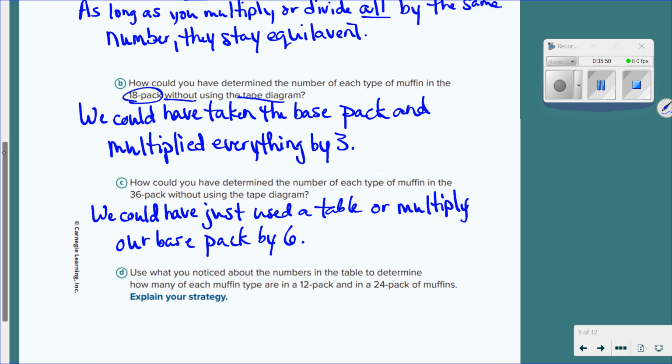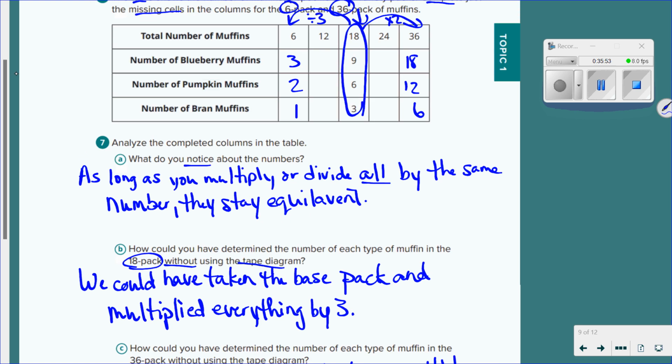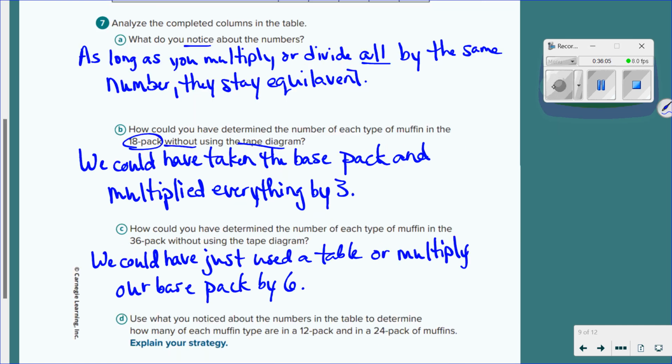Now, here's where it's going to get a little more challenging. We want you guys to go ahead and fill in the 12 and the 24. Now that you've got this information, make sure you show on your table how you did it. We'll give you guys about 3 minutes. Go ahead and see.